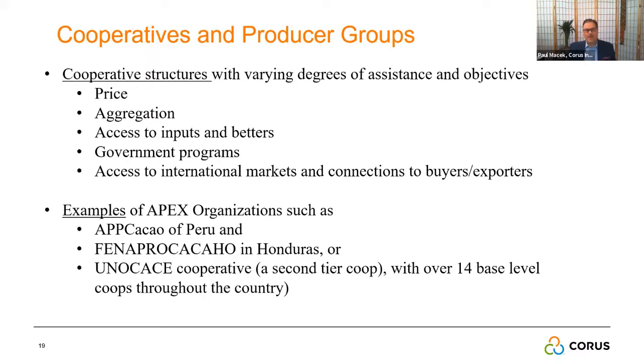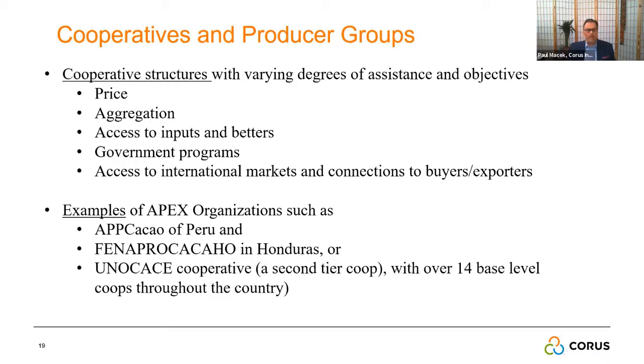They often come together to access input and better services. And they may also come together, not infrequently, to access government programs and support provided through nonprofits, donors, and government programs. And then they're also always looking to access international markets and make market connections with buyers and exporters of the products.